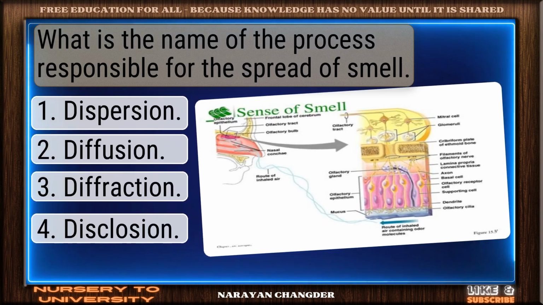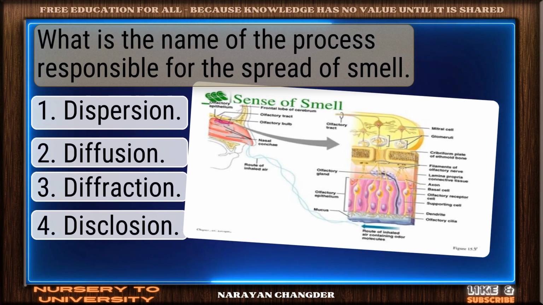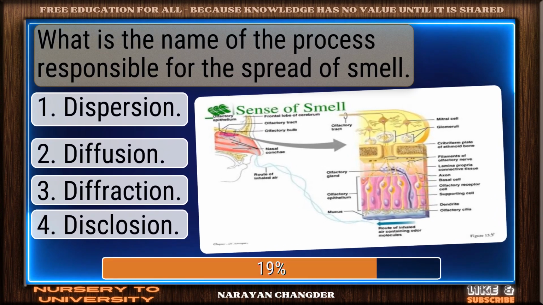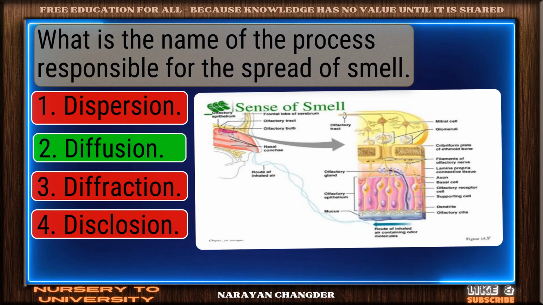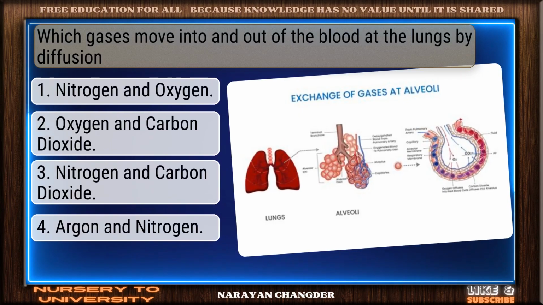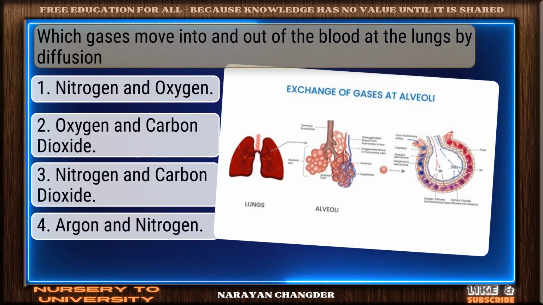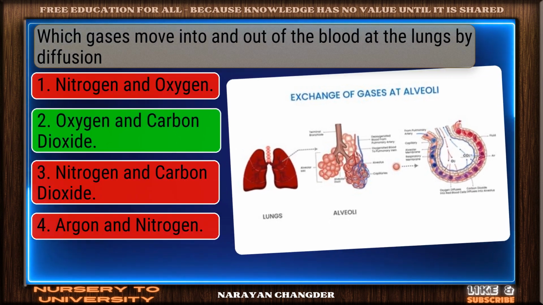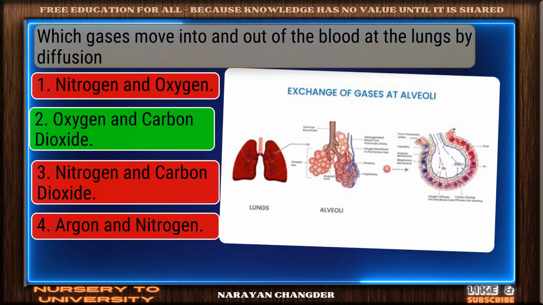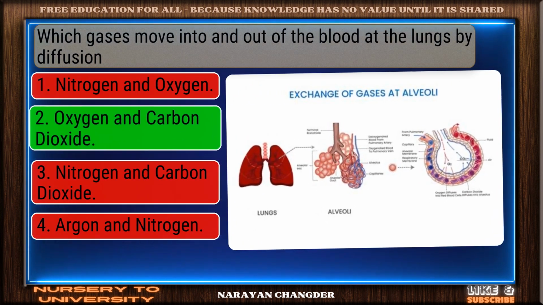What is the name of the process responsible for the spread of smell? Right again. Diffusion is a valid answer. Which gases move into and out of the blood at the lungs by diffusion? Smart pick. Oxygen and carbon dioxide is the correct choice.